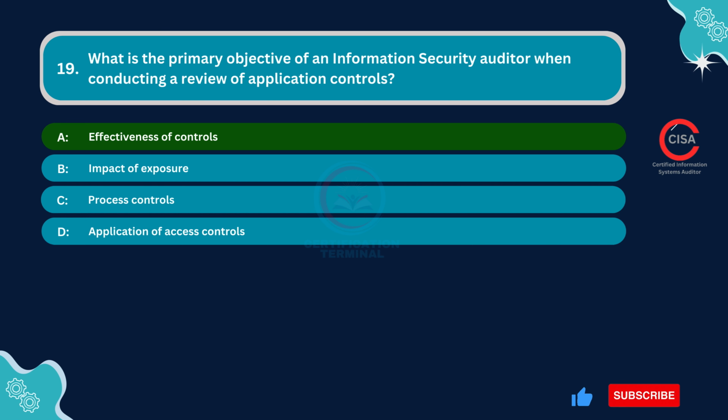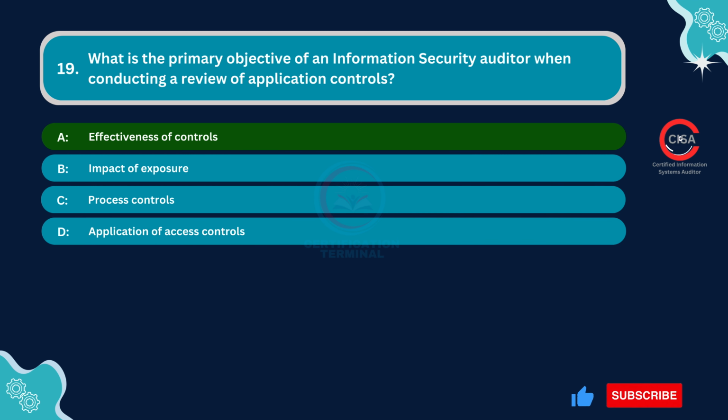When conducting a review of application controls, the primary objective of an information security auditor is typically to assess the effectiveness of those controls. This involves evaluating whether the controls in place are adequate to mitigate risks related to the security, integrity, and availability of the application and its associated data.